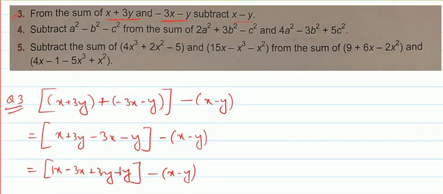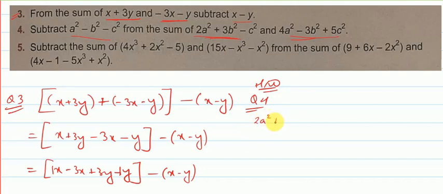Now let us see the second one. So this is the second one. Subtract this from the sum of this and this. I'll just write over here and you're supposed to complete it by yourself. Take this as homework. So subtract this from the sum of these two. Firstly we should write the sum, and from this sum, whatever you get, we need to subtract this.